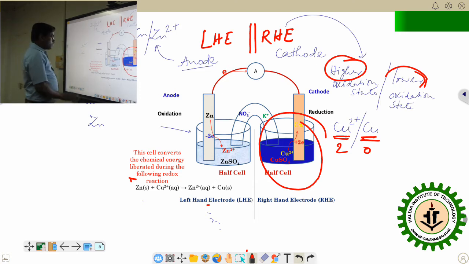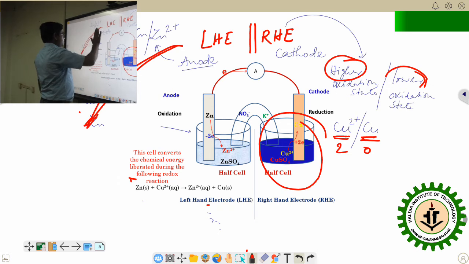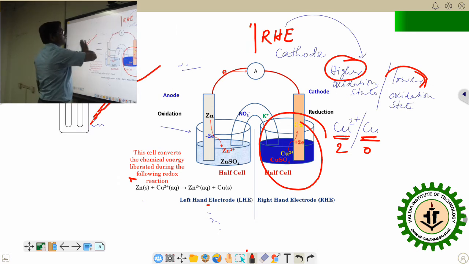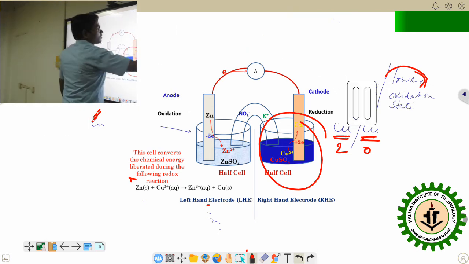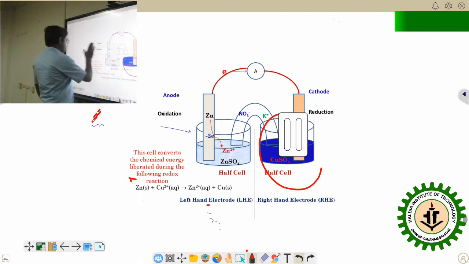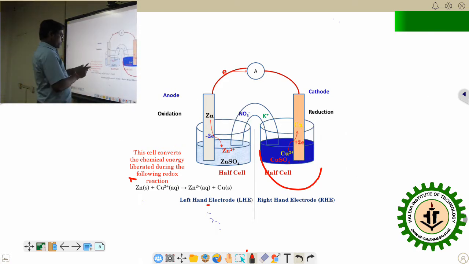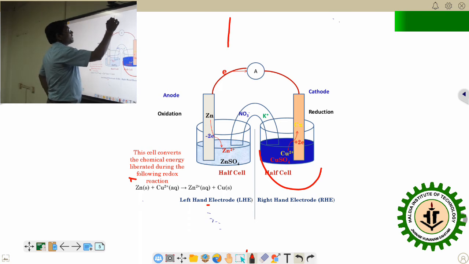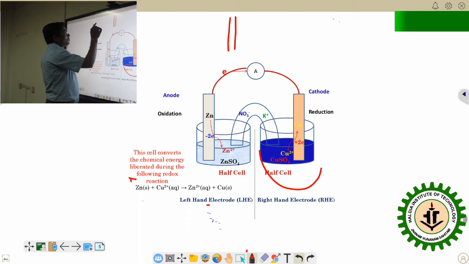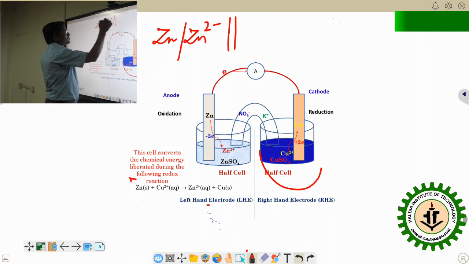Thus, if you want to present the cell, finally what we should write, we will draw a parallel line which indicates the presence of salt bridge. On the left side there will be the anode. Anode means we have to write there the lower oxidation state, which is zinc here, followed by its higher oxidation state, that is the zinc 2 plus.